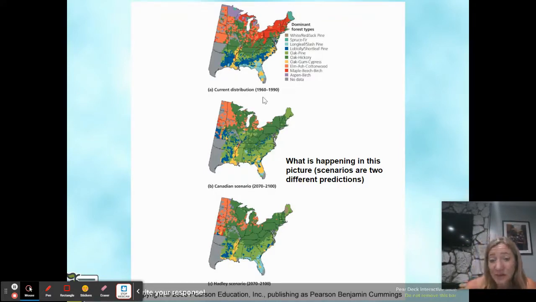And why is because the temperature and the rain in those areas is going to be what it used to be right down here. Now this is going to match its normal temperature and water range, precipitation range, and so it's going to take over.